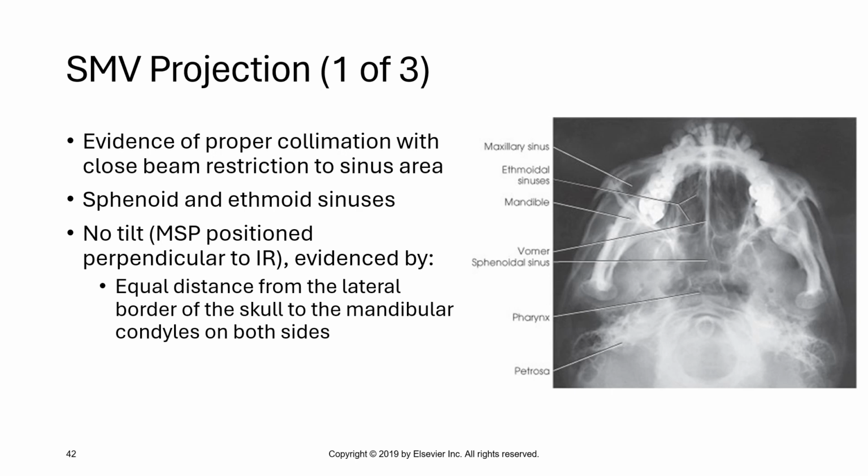Moving right along, here's our SMV projection. We're going to see best demonstration of ethmoid air cells free of superimposition. Really nothing in the way here. You go straight through the roof of the mouth and bang, there they are. Typically ethmoid air cells are not superimposed by sphenoid air cells, because the sphenoid air cells are posterior, and so you won't see them on top of the ethmoids. Ethmoids are going to be at the top of the image receptor, which is actually the anterior aspect.